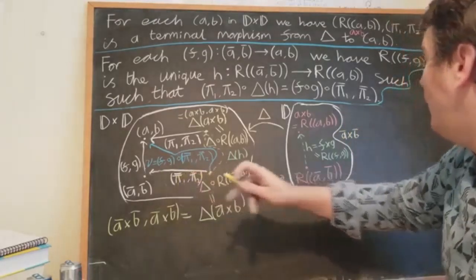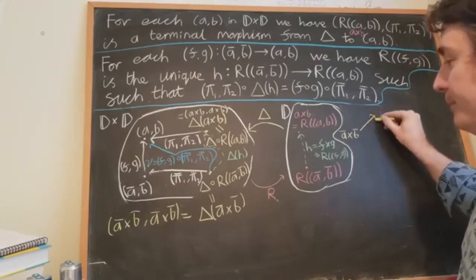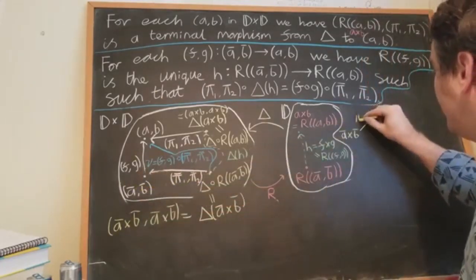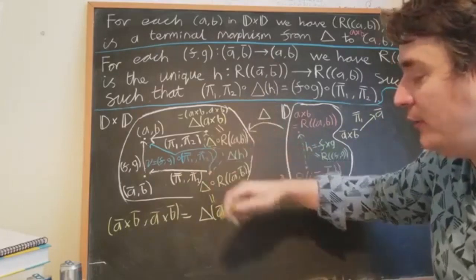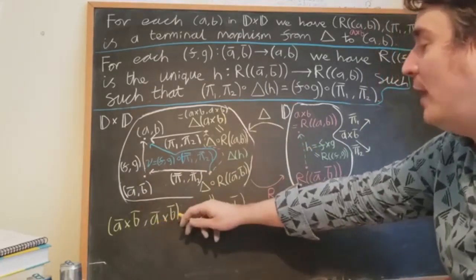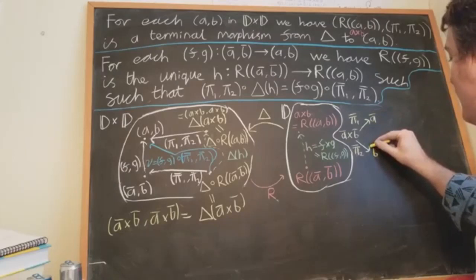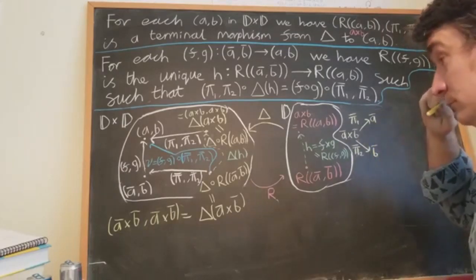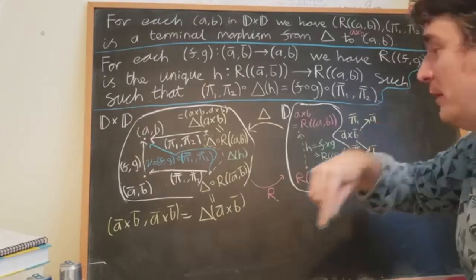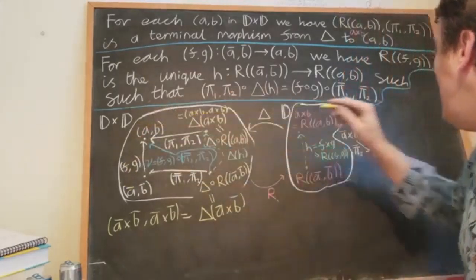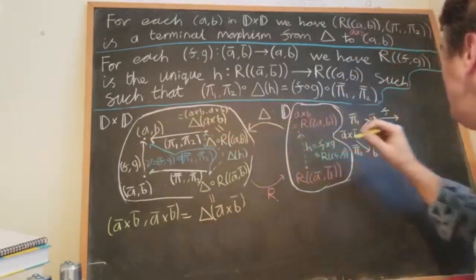And we have that there's an arrow pi 1 bar which goes from it to A bar. Similarly, we have that there's an arrow pi 2 bar, which is an arrow from A bar times B bar to B bar. So pi 1 goes to A bar and pi 2 goes to B bar. Now, what else do we have? We have this arrow F from A bar to A. And we have this arrow G from B bar to B.